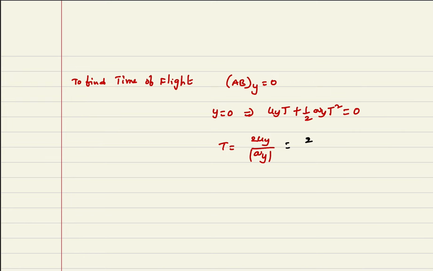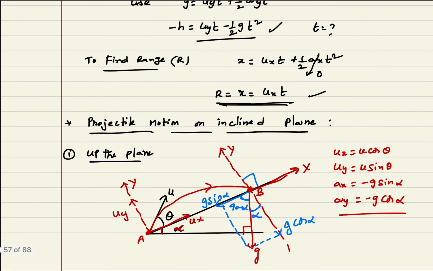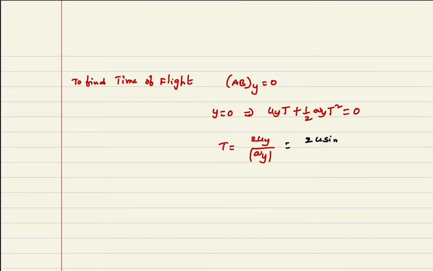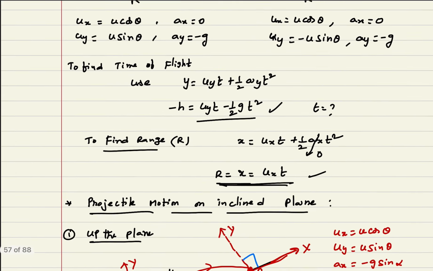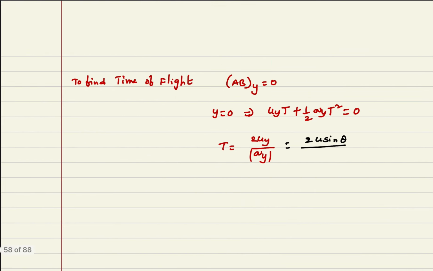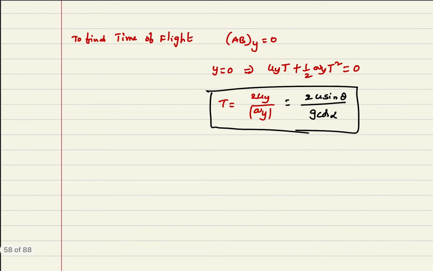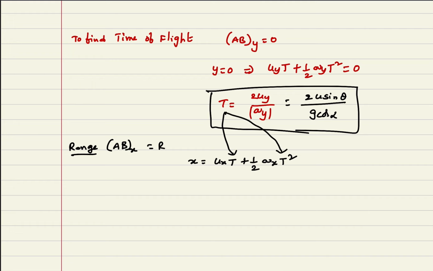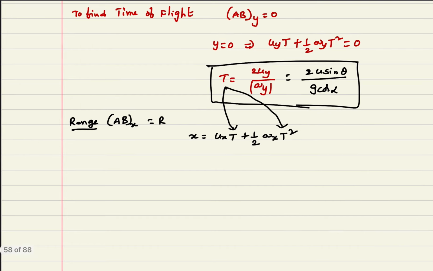Now according to our relation, uy is equal to u sin theta, divided by the magnitude of ay, which is g cos alpha. This is my time of flight. Similarly, if I want to calculate the range AB along the x-axis, I write R. Now I can write x is equal to ux into time of flight plus half into ax into time of flight square. Just substitute the t value here.